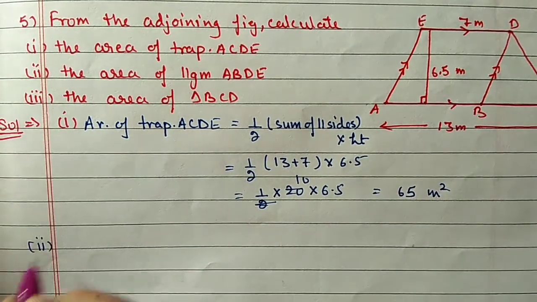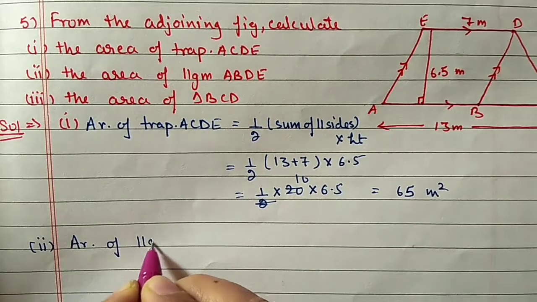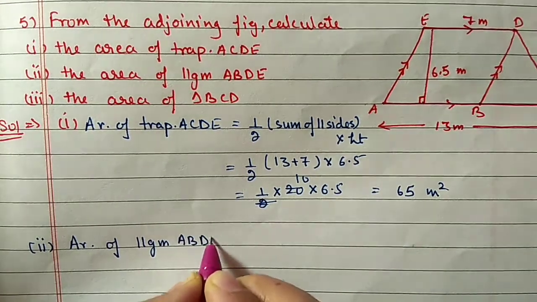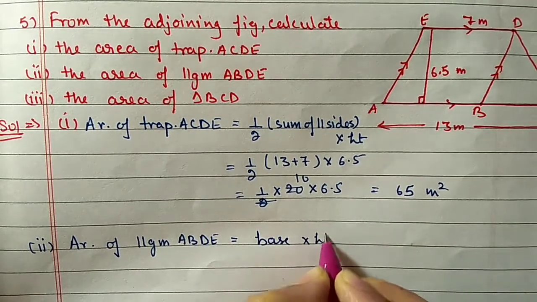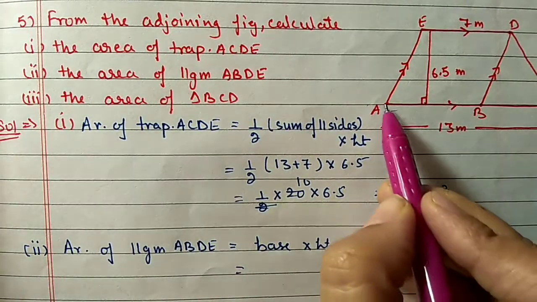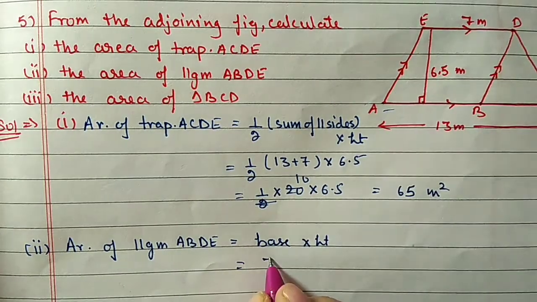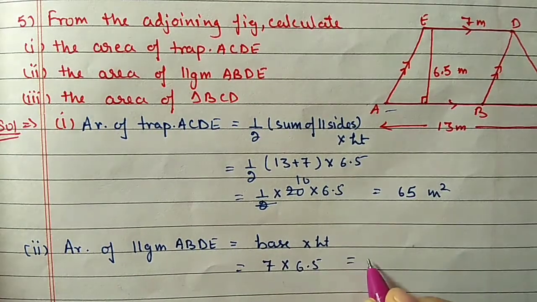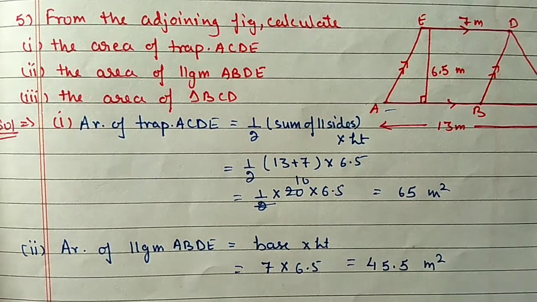Second part, we have to find out the area of parallelogram. Like this we can write in short, parallelogram ABDE. For parallelogram the formula is base into height. So ABDE, this parallelogram we have to find out. So base is here to here, or you can take this one also as base, 7 centimeter, into height, the same height only, 6.5. After multiplication we are getting 45.5 meter square.